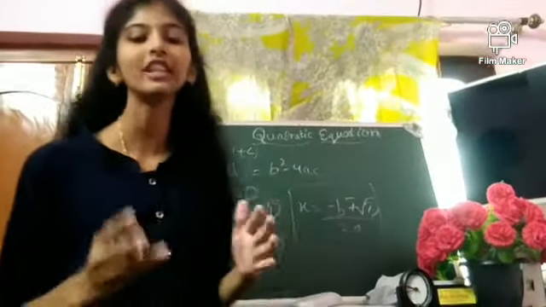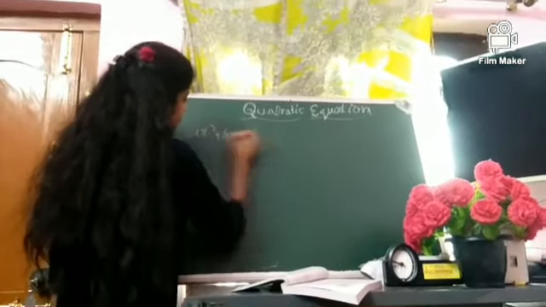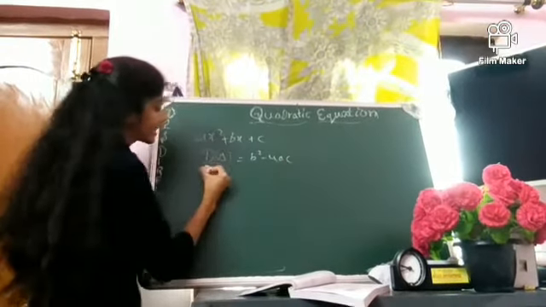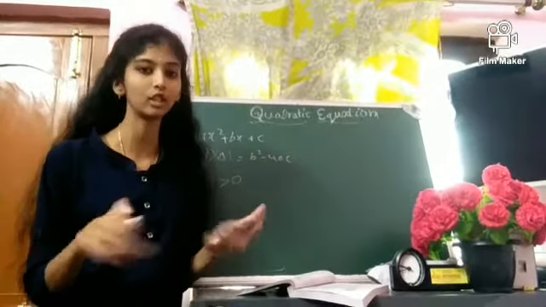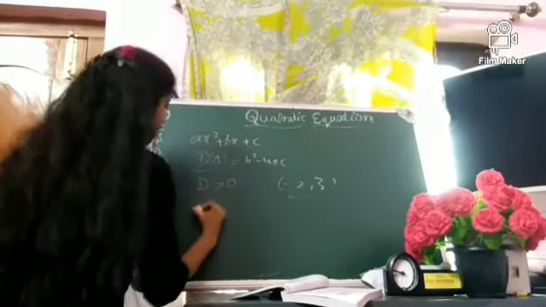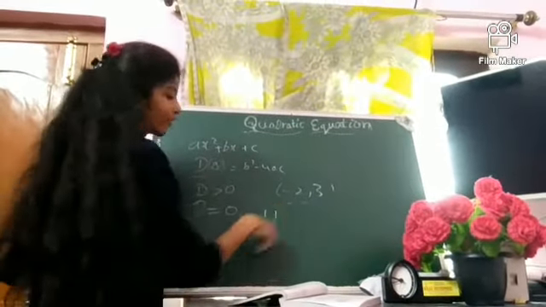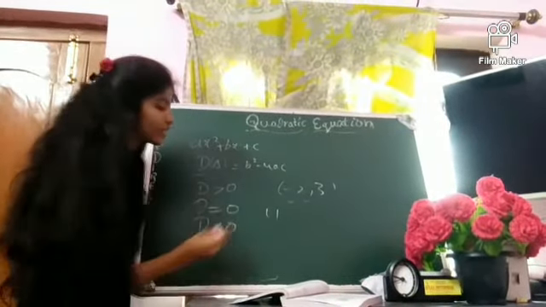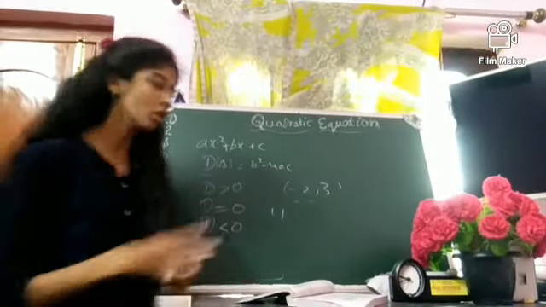So moving further, let us find the nature of the roots. Delta equals b square minus 4ac. If this delta is greater than 0, then we will have two unequal roots, for example minus 2 and 3. These two are unequal roots. If delta equals 0, then we will have the same root, like 1, 1 or 2, 2. If delta is less than 0, then we will not have any real roots. These are the natures of the roots.